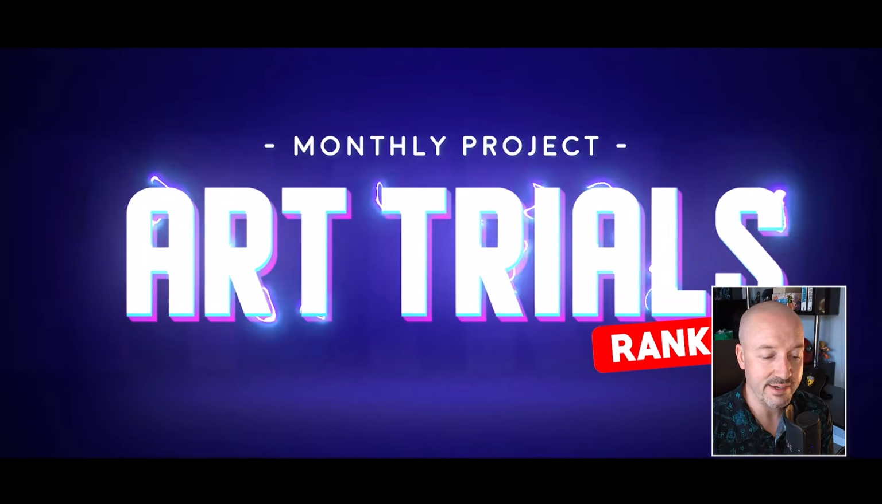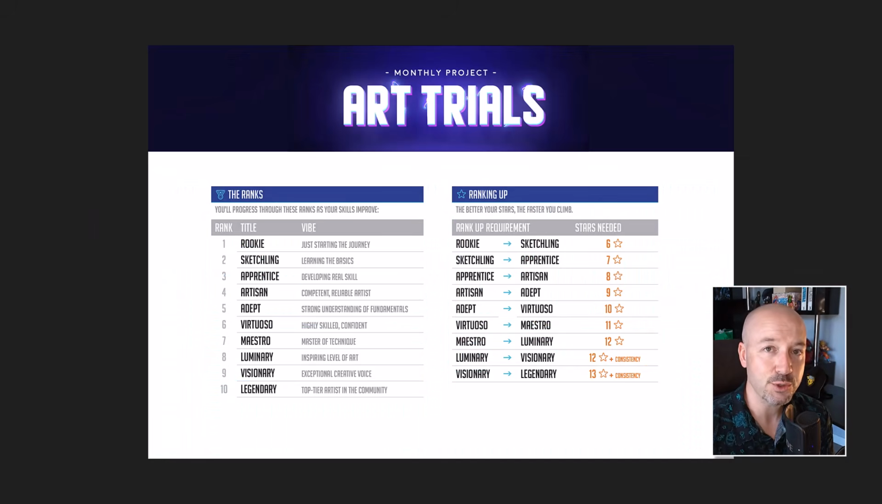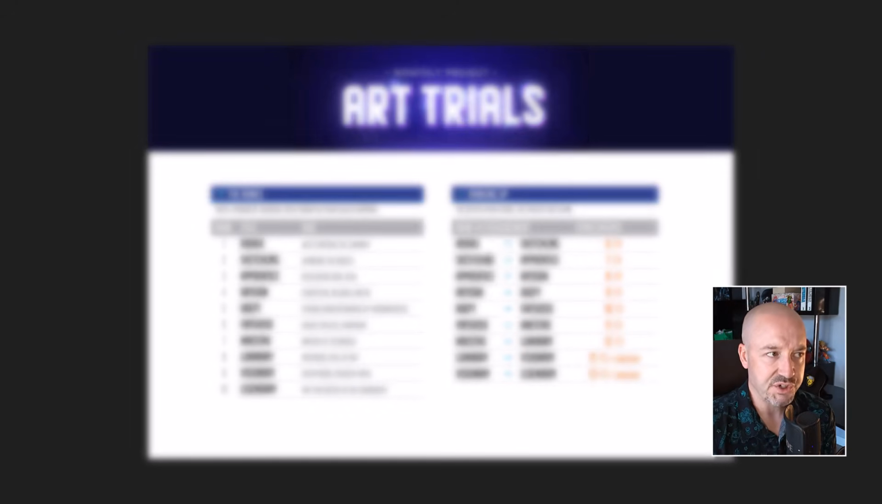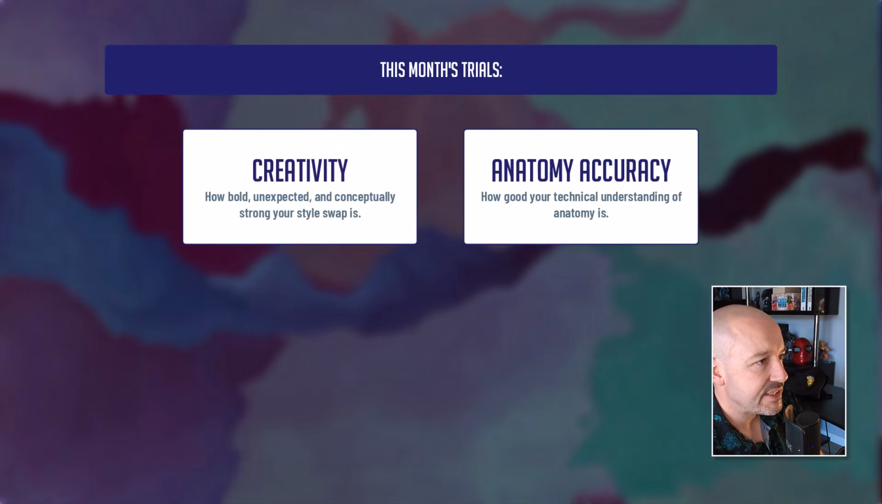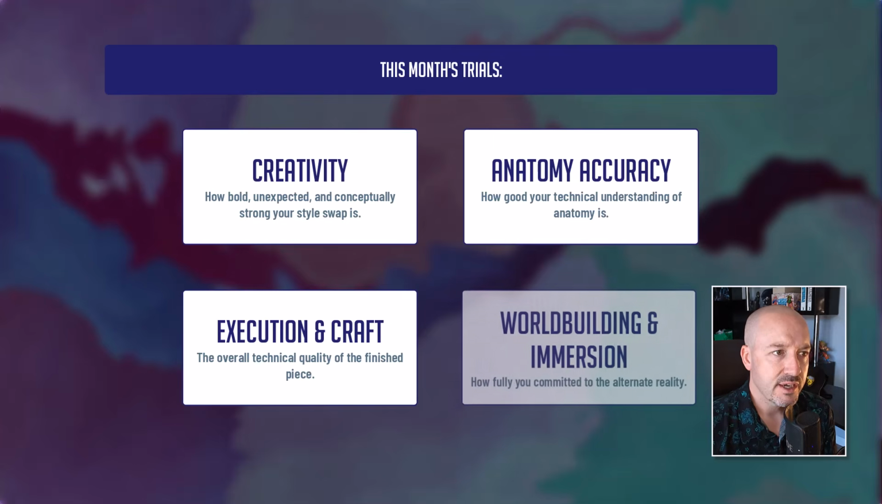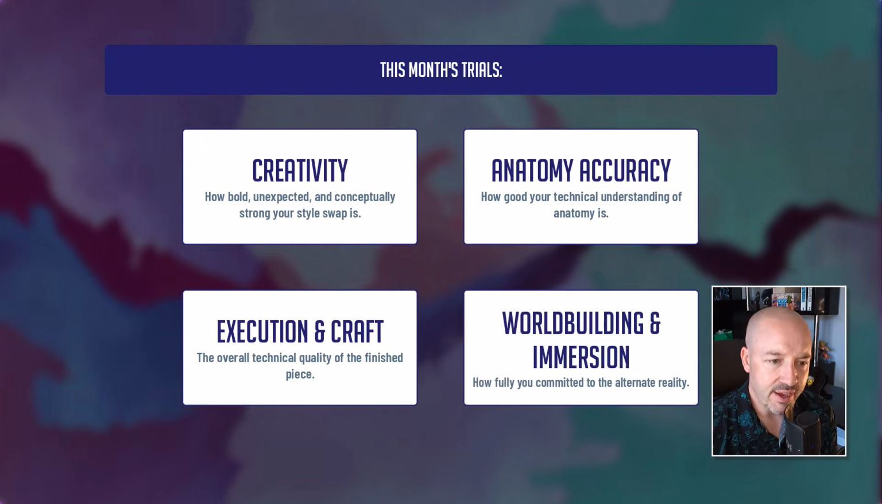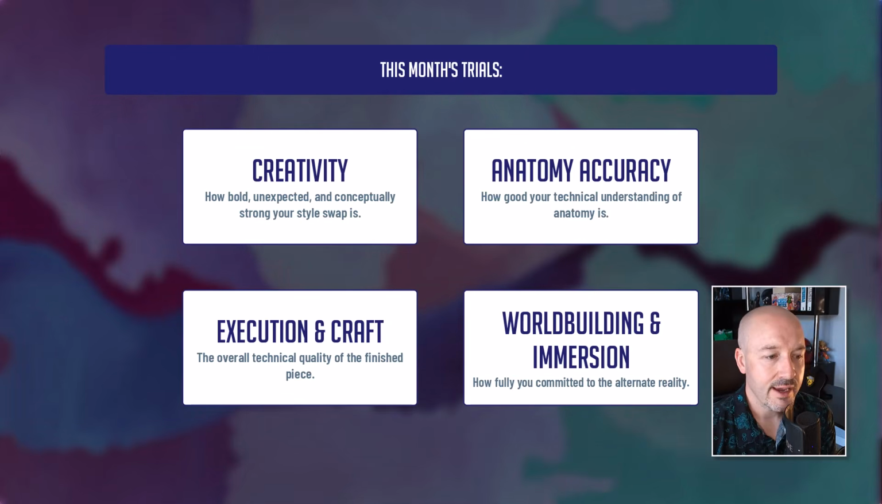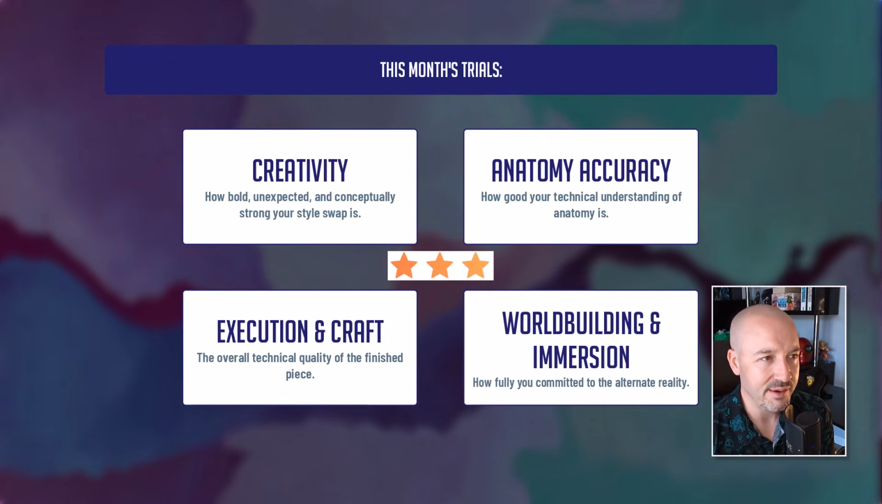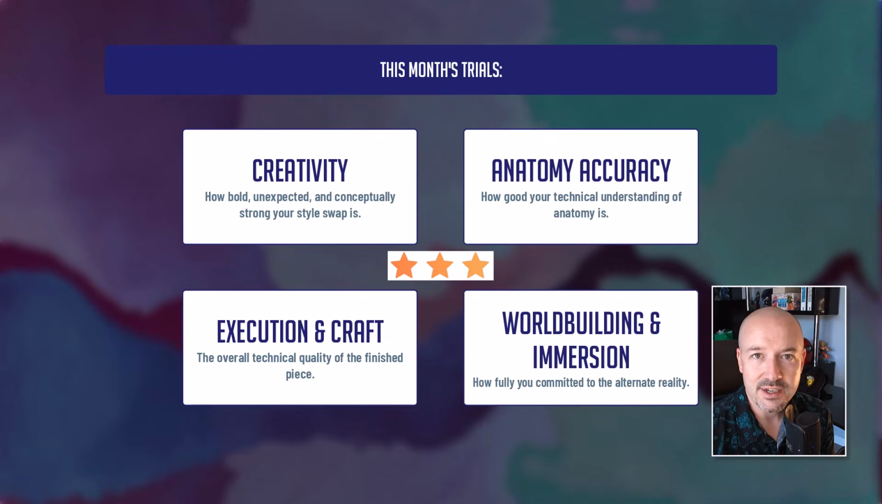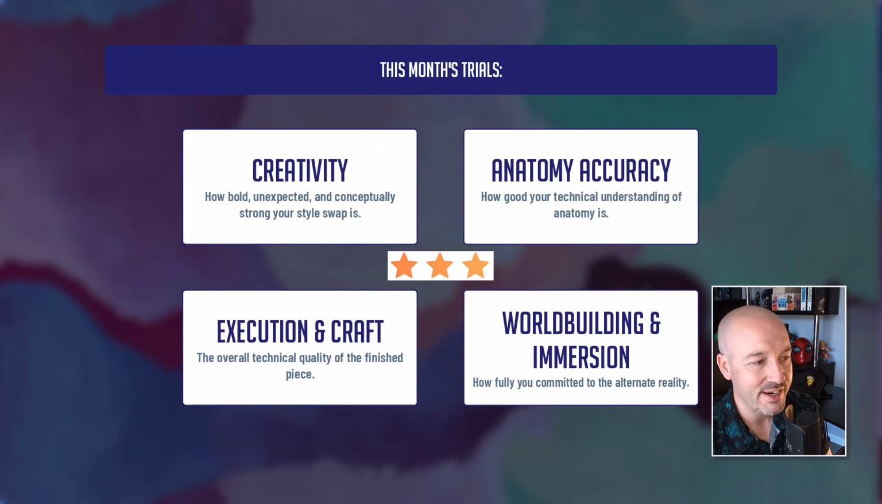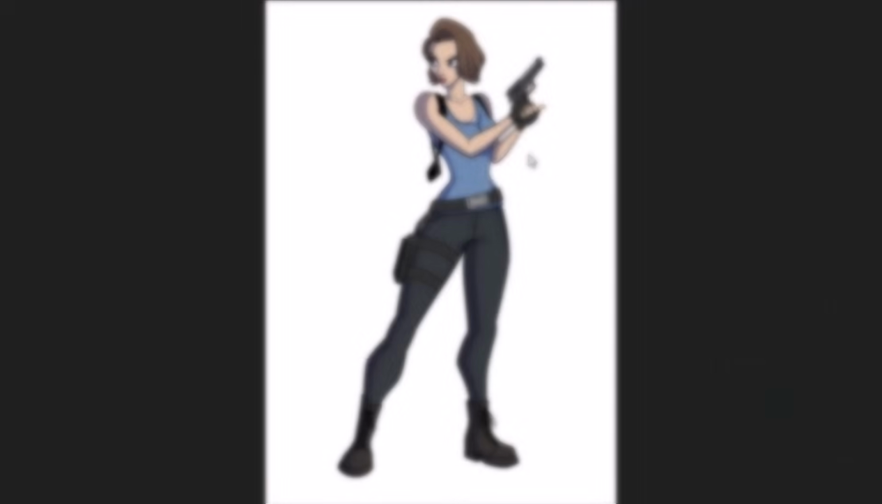Again, I'm going to be implementing the art trials. It's a really cool ranking system for artists, so they kind of level up. And this month's trials are focusing on creativity, anatomy accuracy, execution and craft, world building and immersion. So for each of those, artists will achieve stars and rank up depending on how many stars they achieved. So let's get right into it and have a look, see what the community has come up with this month.